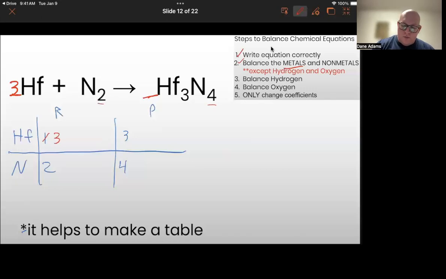Again, I really wouldn't want to put anything on the right side because that would just further unbalance it. So I'll put a coefficient here, right? What coefficient multiplied by 2 would give me 4? Well, it's a 2. 2 times 2 makes 4. And so that's my answer. I'm done. That's a balanced chemical equation. I have the same number of each atom on both sides of the equation. My work is done.